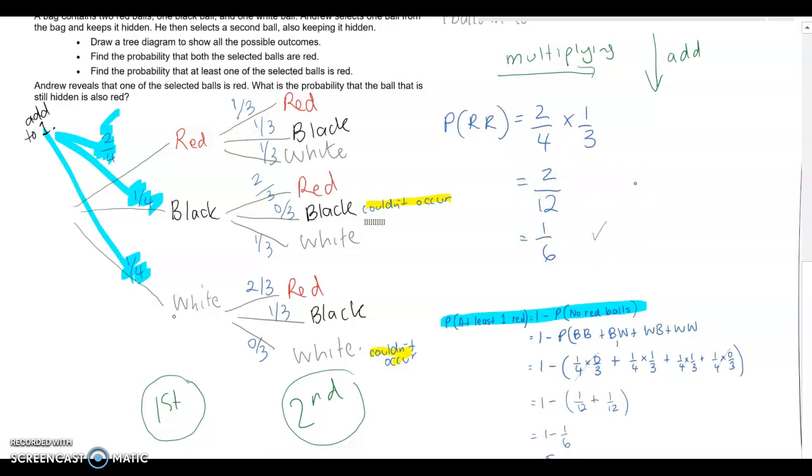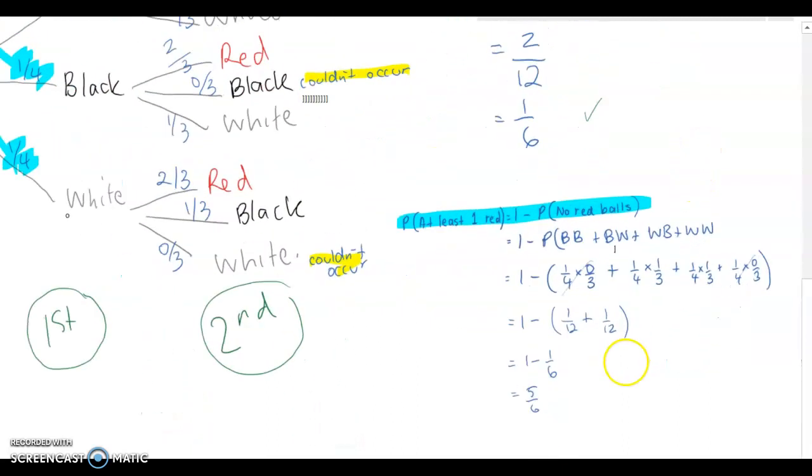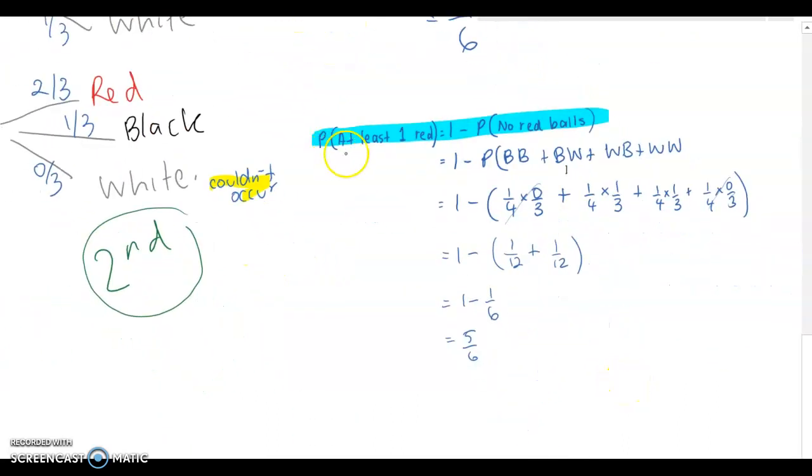That one's fairly easy. The second one we need to think a little tiny bit more about. It says, find the probability that at least one of the selected balls is red. Now, we've looked at this before. When we're looking at least one, we need to pop it in to this little equation. So the probability of at least one red ball is going to be 1 minus the probability of no red balls. So I need to go through and look at my probabilities for no red balls and take that away from 1. So 1 minus the probability of a black, black, black, white, white, black, and white, white.